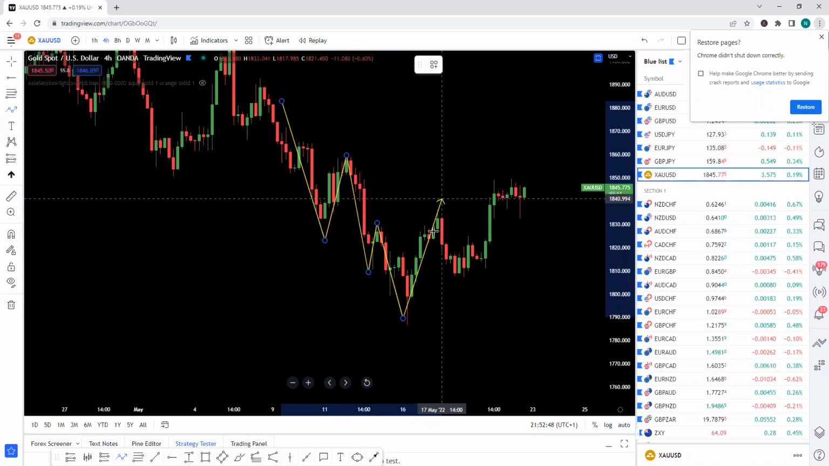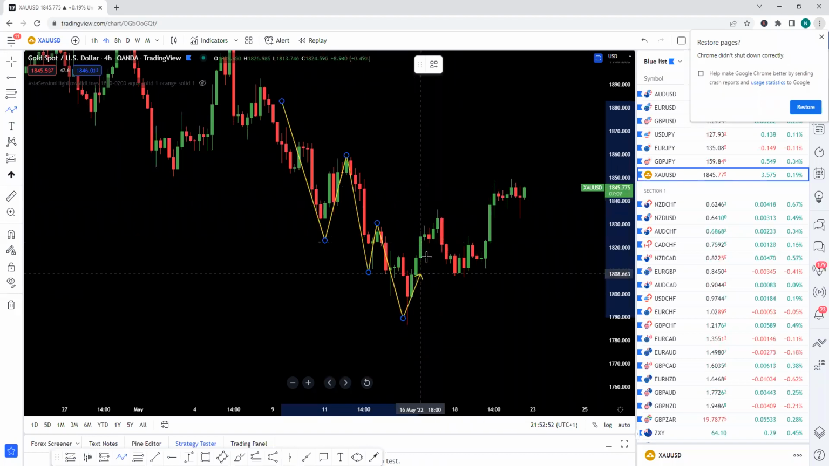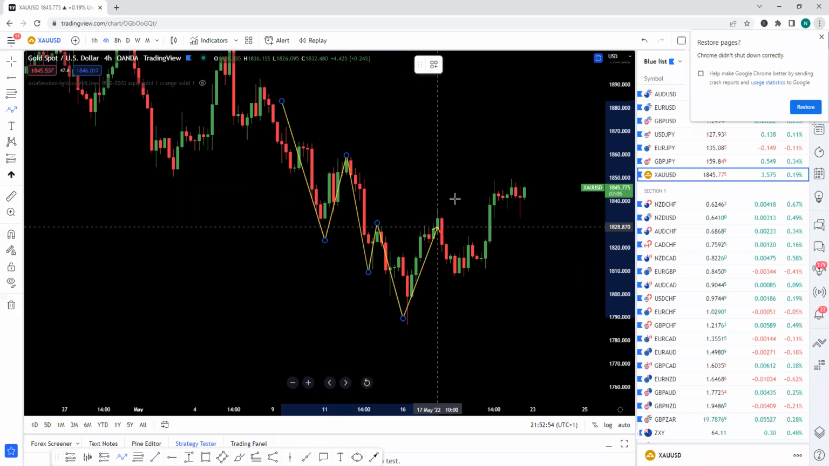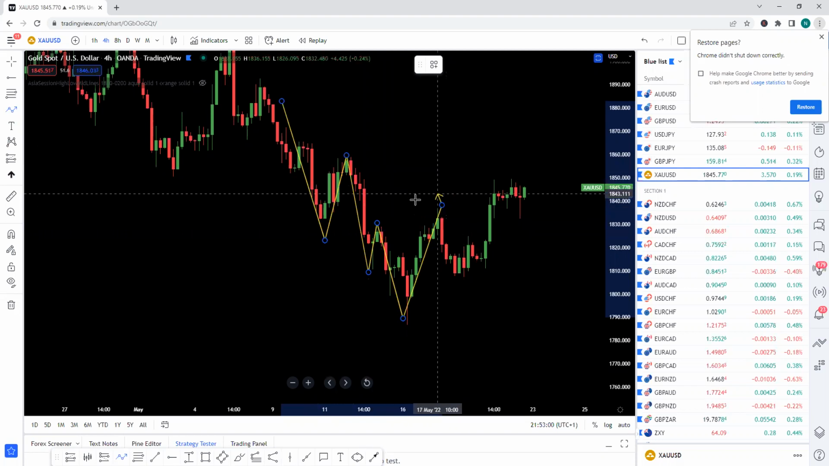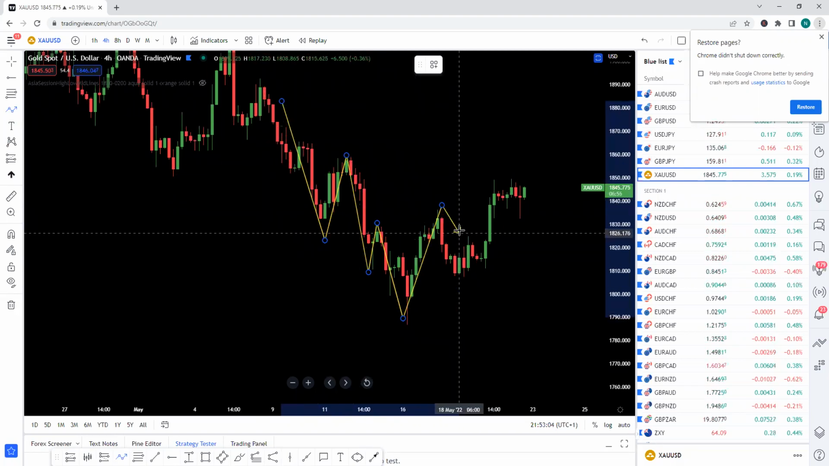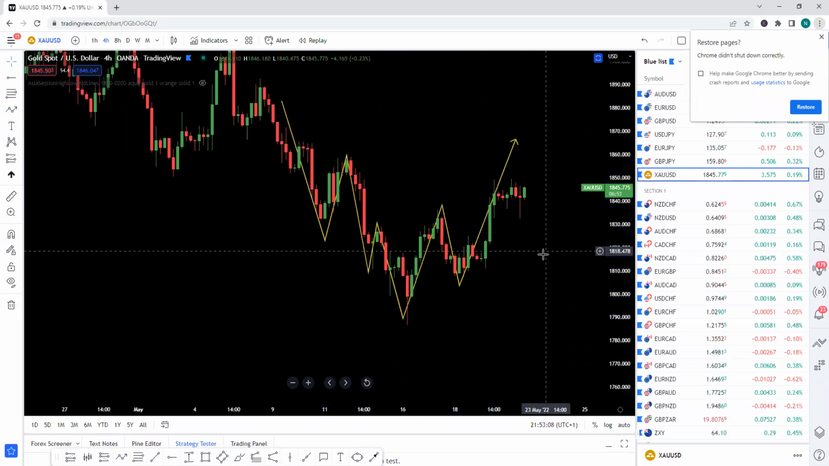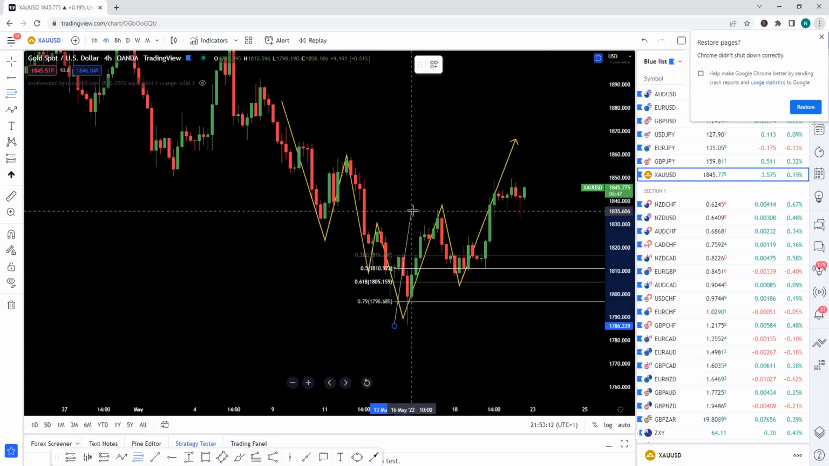When you watch my video on wave one of an impulse, you are going to see that it is wave one of an impulse that breaks the resistance of the previous trend. Look at the resistance. It has broken to the downside. That means the downside is over. All we are looking for is a correction to 50 to 61.8 and we'll make a move. Boom, to the upside.